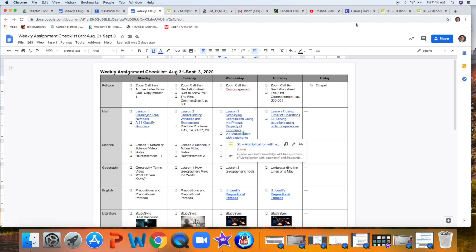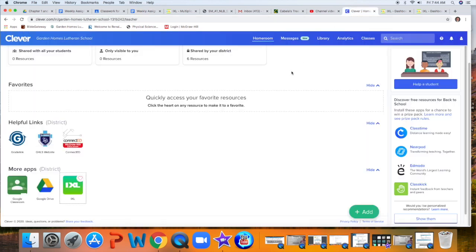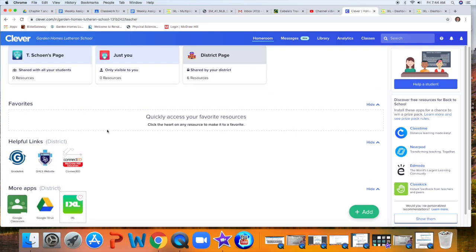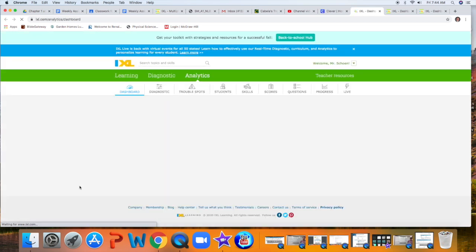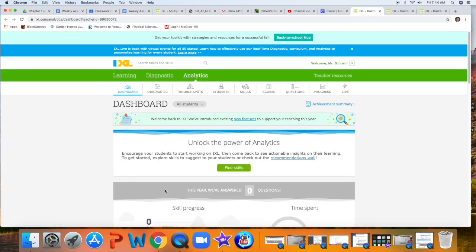If you're going through Clever, I want to show you that there's a way in which you have to actually go about finding this assignment. This may be a good way to log into IXL, but not necessarily to find the assignment itself. You click on this app, it'll take you to IXL. When it takes you to IXL, it doesn't actually bring you to that specific skill that's been assigned to you.